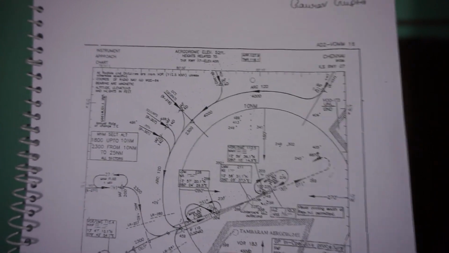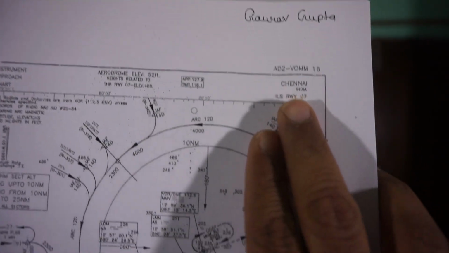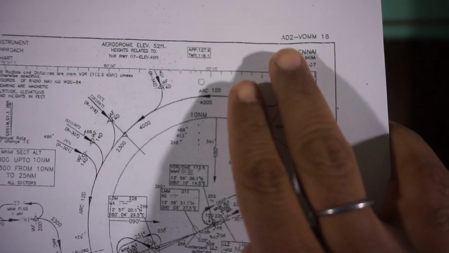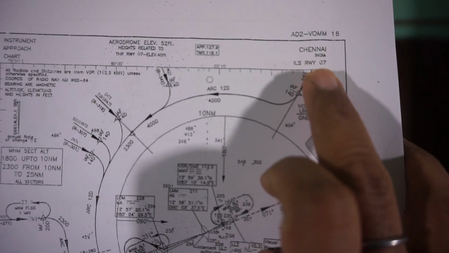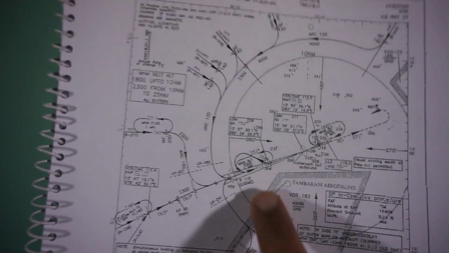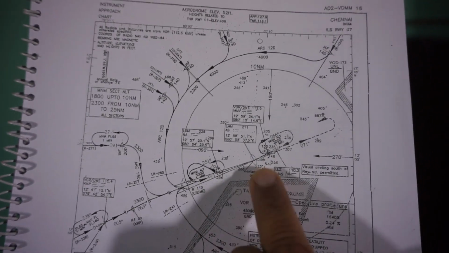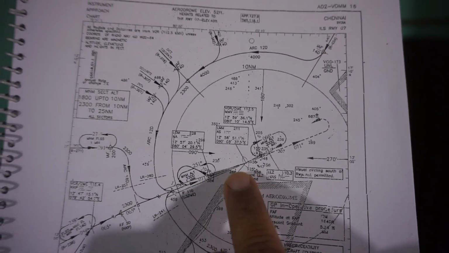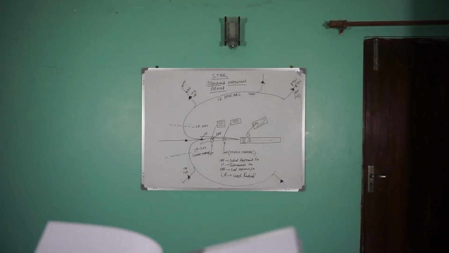Okay, so this is the chart, and you can see at the top that this is chart number 82, VOMM 16 for Chennai, India, ILS runway 07. So this is for ILS equipped runway 07. That is why we can see here the two I-shaped things, which are the outer marker. I have the other chart also, which is not ILS, which is a VOR runway.